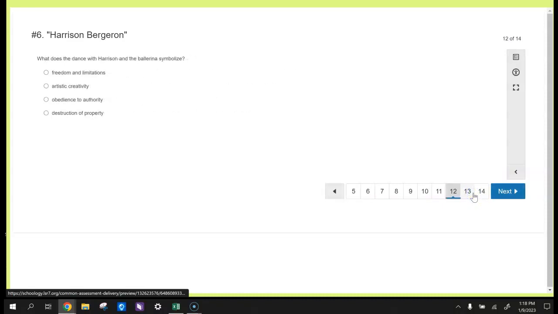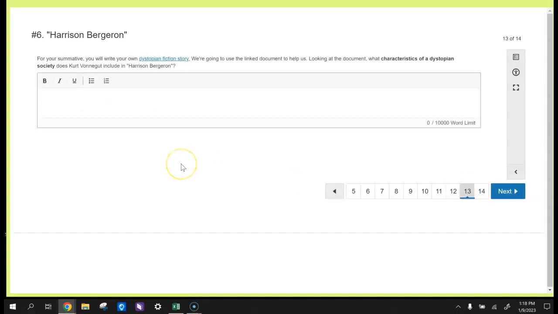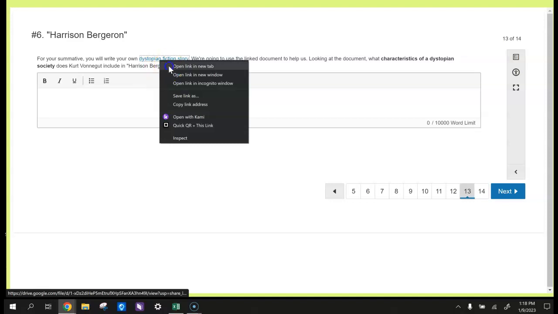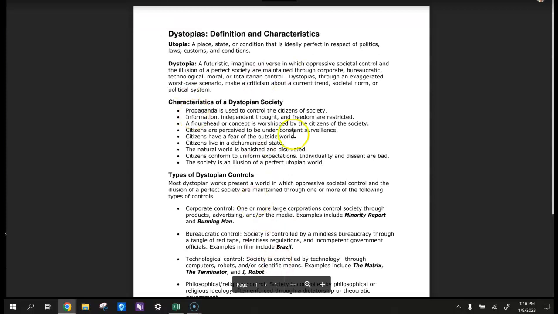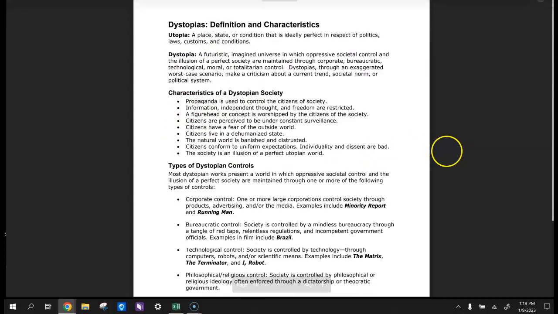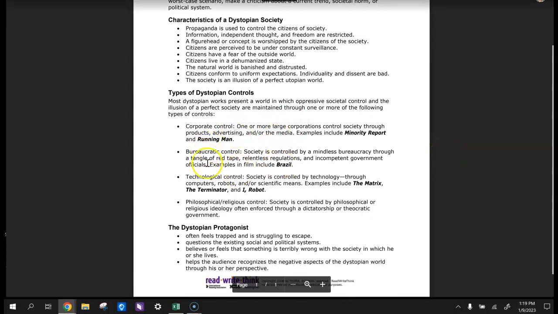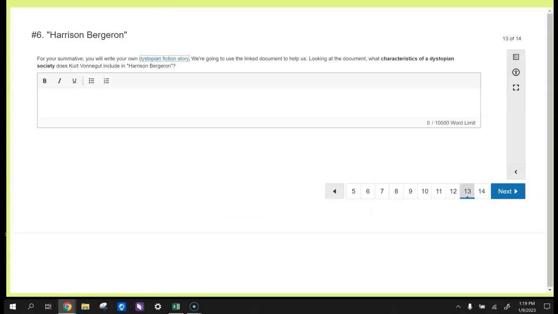I want to go to 13. Okay, so for your summative, you will write your own dystopian fiction story, and this link is going to take you to a document that we're going to use quite a bit during this unit. This is what you're going to use when we write your short story, because I'm going to ask you to have some characteristics of a dystopian society, types of dystopian controls, pick one of these, and a dystopian protagonist. So I want you to have access to this document.